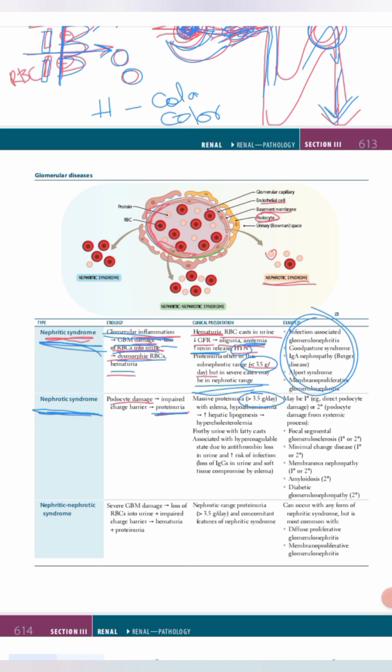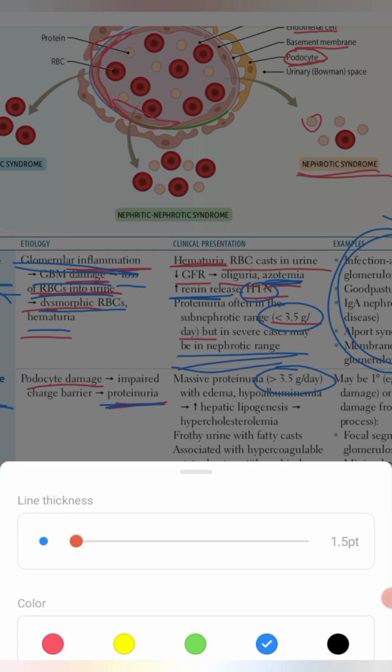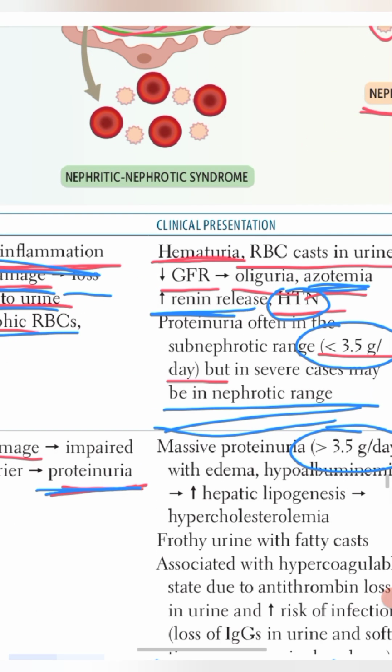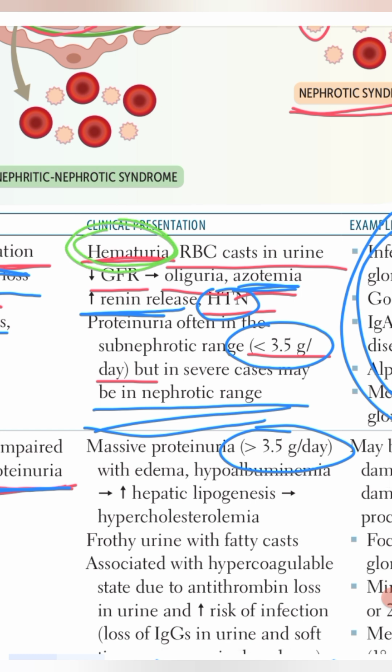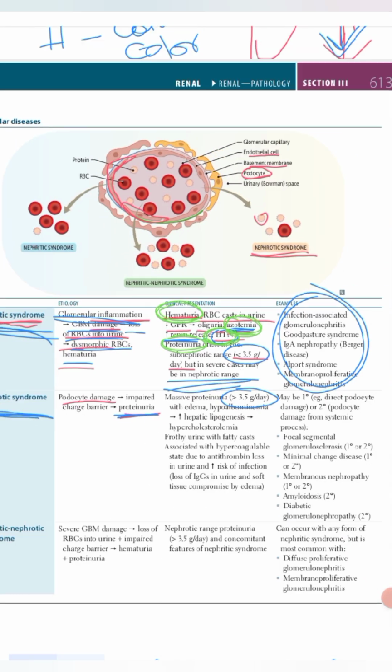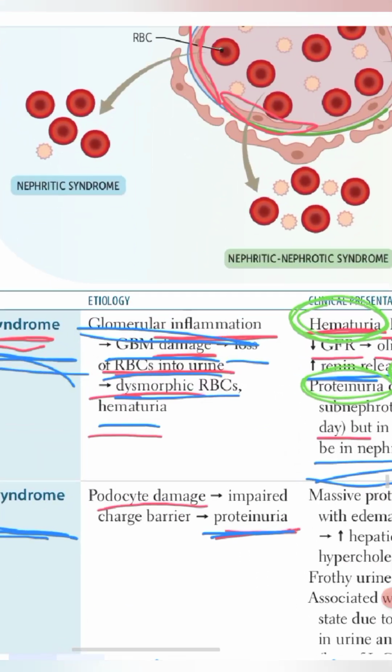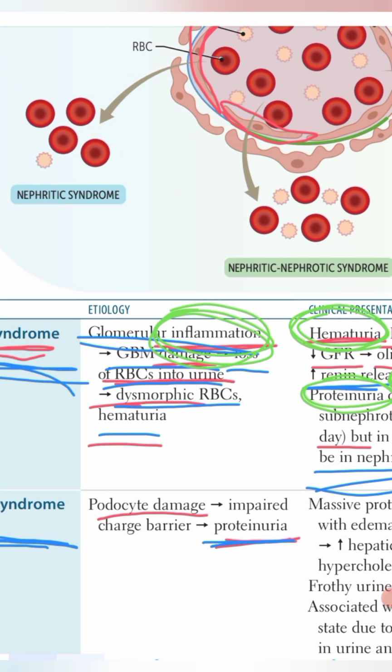So there are four important things that we have to remember in nephritic syndrome. First one is hematuria, there will be RBCs in the urine. Second one is azotemia, an increase in blood urea nitrogen level in the body. Third one is proteinuria, in the subnephrotic range, with or without edema. And fourth one is hypertension. These are the four important points of nephritic syndrome, and it occurs due to inflammation in the glomeruli.